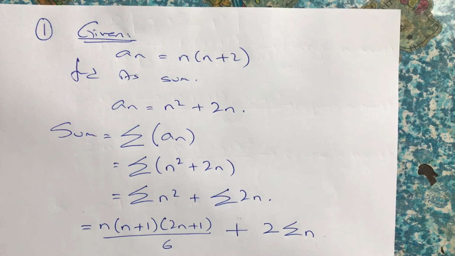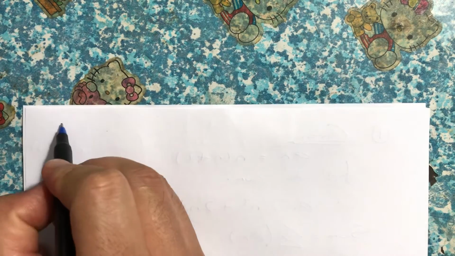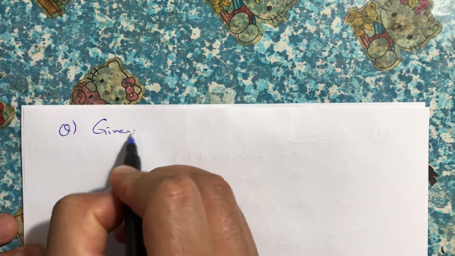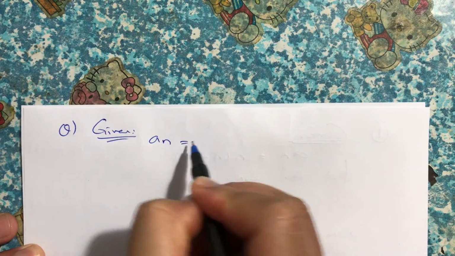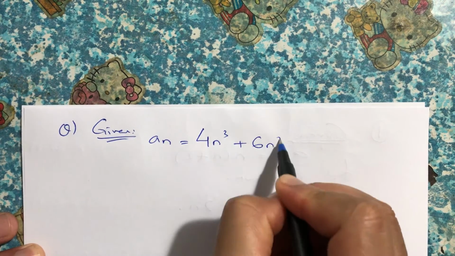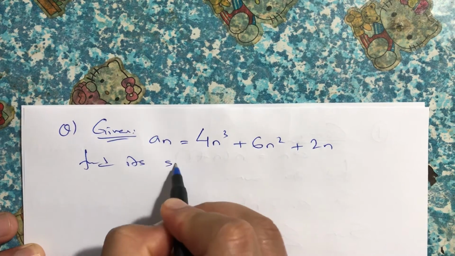So let's go ahead and give you another example. Let's go ahead and give you one more example of this. So let's say I have another question. The question is given, let's say an is equal to 4n cubed plus 6n squared plus 2n, and then it says find its sum.